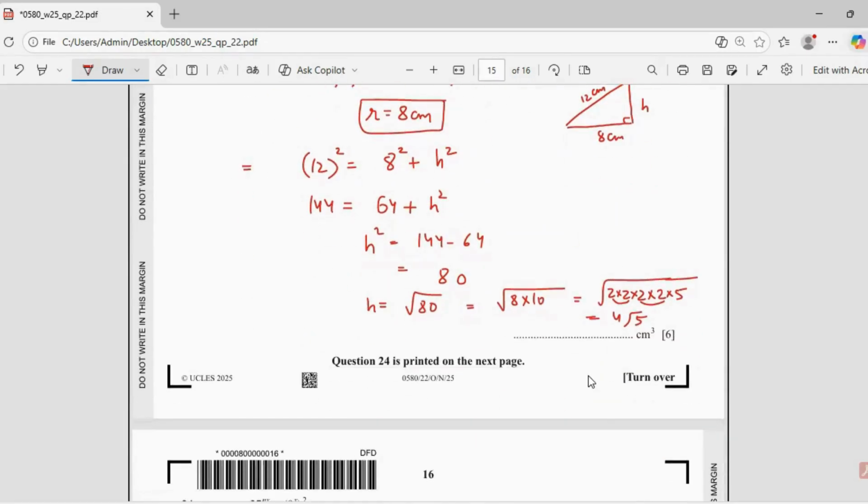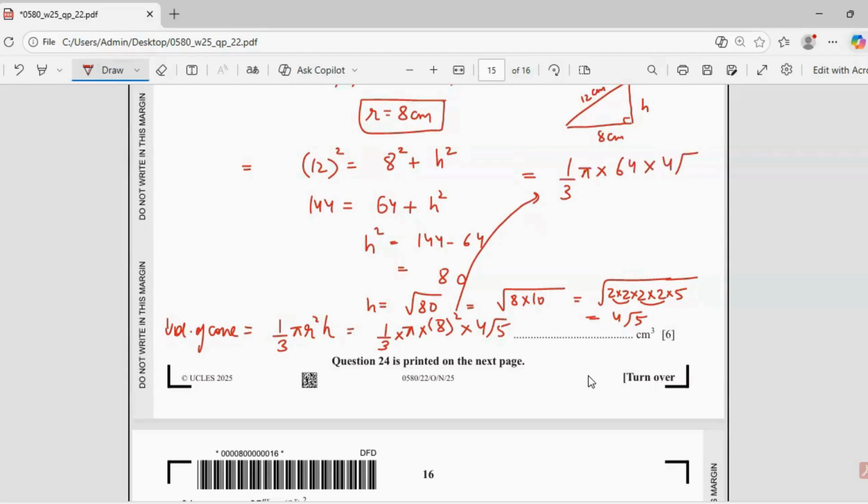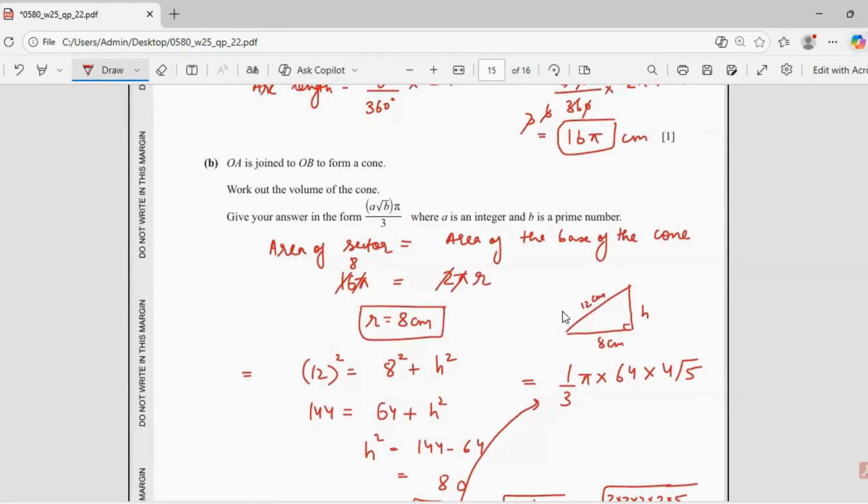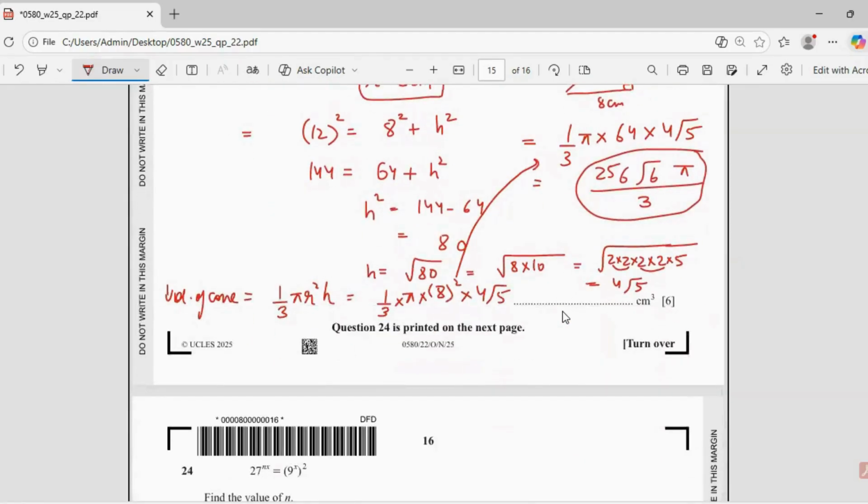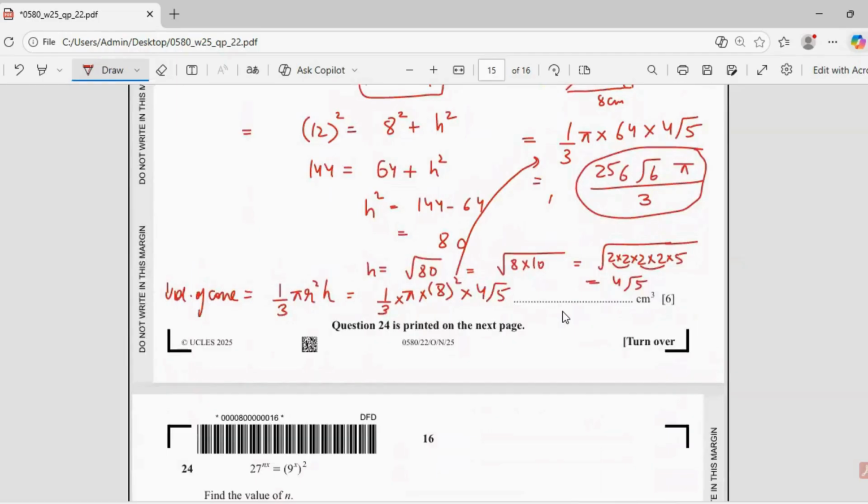Now the height is also given. Now the volume of the cone is equal to 1 by 3 pi r squared h, which is equal to 1 by 3 times pi into r squared, 8 squared, into h, 4 root 5. This gives you 1 by 3 pi into 64 into 4 root 5. Now we have to compare it. This is 256 root 5 pi divided by 3. So a is equal to 256 and b is 5. So the answer is this.